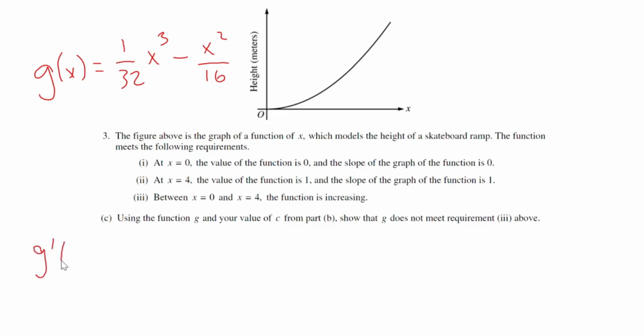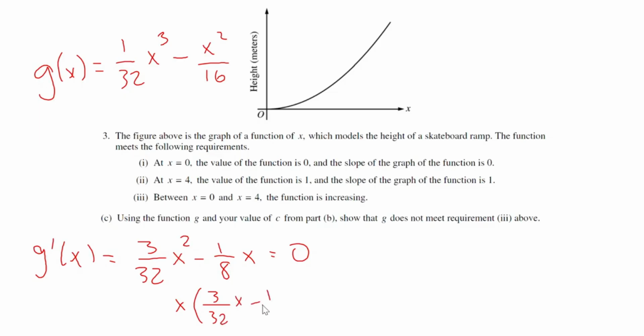So let's find g prime of x. G prime of x will be 3/32 x squared minus 1/8 x. And if we set that equal to 0, we can factor out an x, leaving us with 3/32 x minus 1/8. And that's equal to 0.